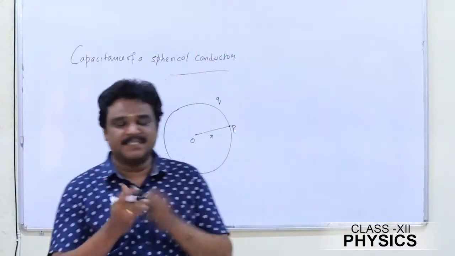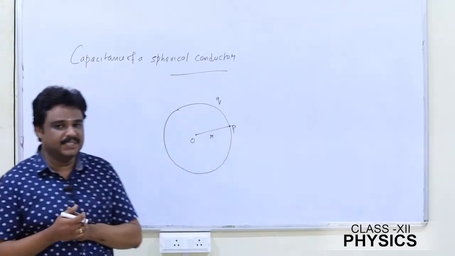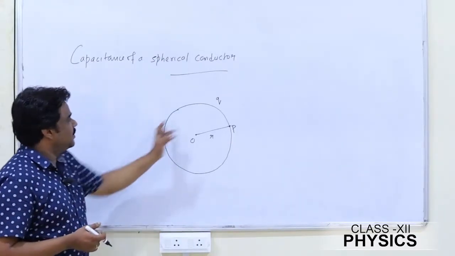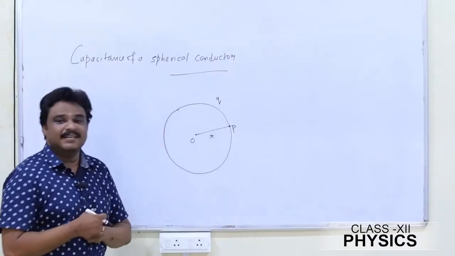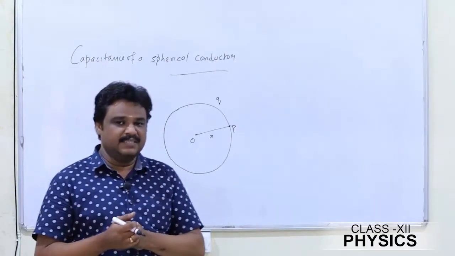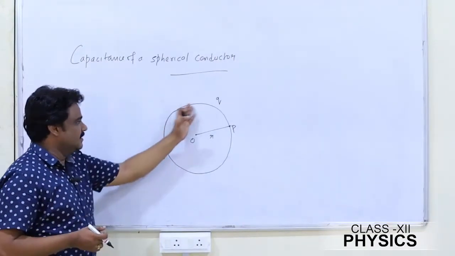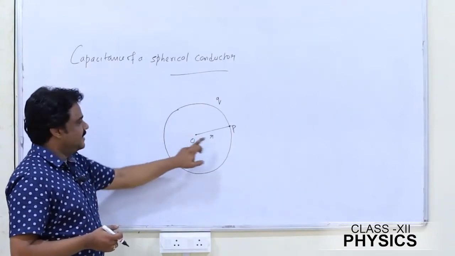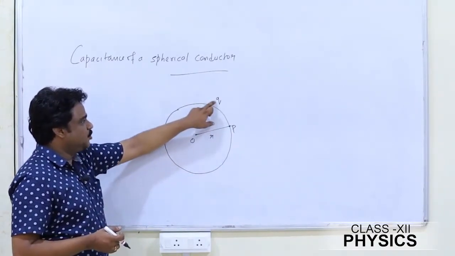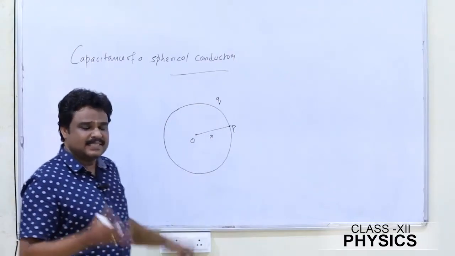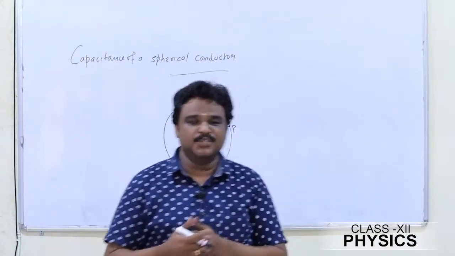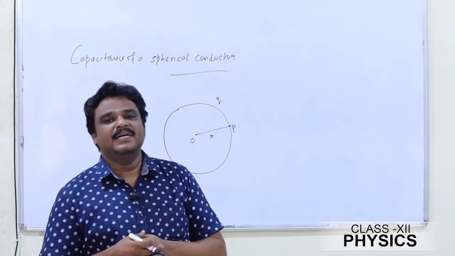Capacitance of a spherical conductor. Obviously, it is the simplest derivation. Our aim is to find the capacitance of this spherical conductor. So, for this, what are the considerations? I am going to consider a conductor of radius r with charge q. Say this conductor is kept in vacuum or air.